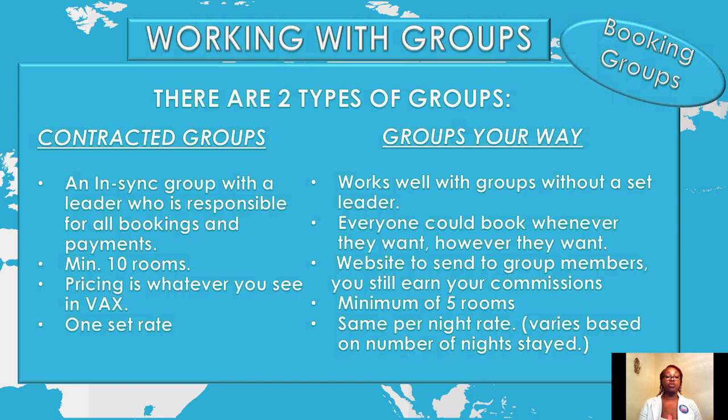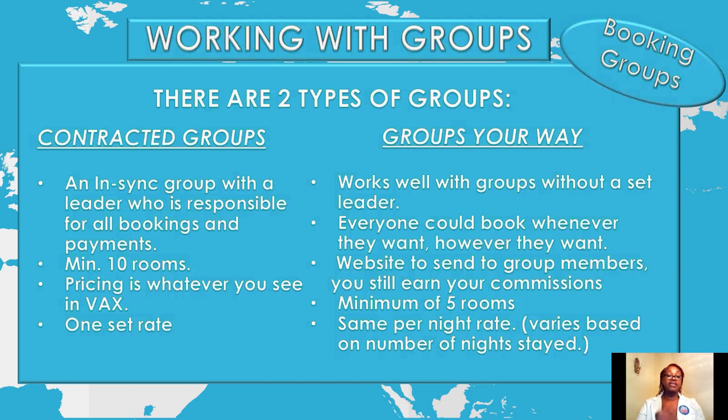The contracted groups are groups that are in sync. There is a leader. The leader communicates with the group, can keep up with the group. Everyone is ready to put their deposits down. There's a minimum of 10 rooms already, and the pricing, of course, naturally is whatever you see in VAX. You set that price. That price will be locked in. Once all the deposits are in and the contract is signed, that's it. You just have to make their deposits. There's no set date. They just make their deposits and make sure that it's paid off by the due dates. You want to check attrition dates and penalties. You want to do that.